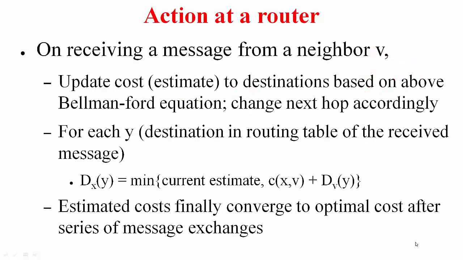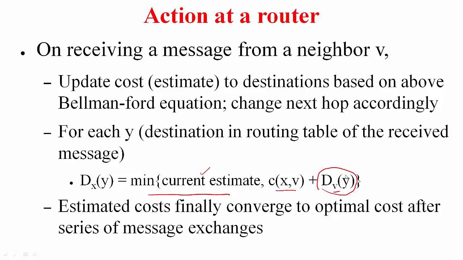On receiving a message from a neighbor v, this is what a node does. It will update its cost based on this particular equation. So this neighbor v said that it can reach y at this particular cost. It already has an estimate. Maybe this estimate was determined based on some other neighbor or its initial state information. Then what it does is it adds the cost of reaching the neighbor v, so that is cxv.